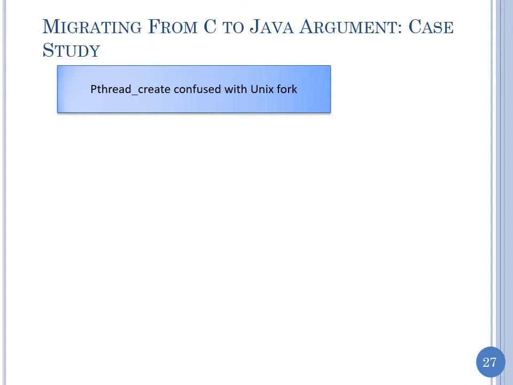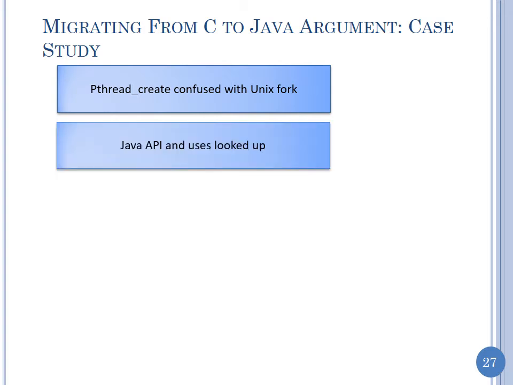Fork creates processes, and P threads. And by the way, I'm talking about P threads without ever having used P threads, so correct me if I'm saying anything wrong. But P threads are used for creating threads, and fork is used for creating processes. So he was confused about those two first. Then, of course, he had to look up the Java API to see how the threads worked.